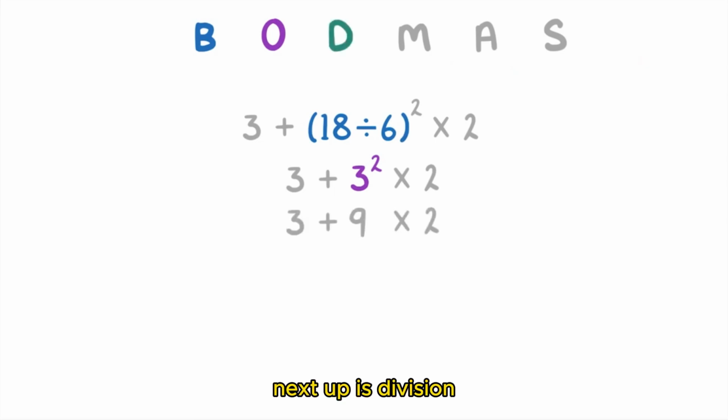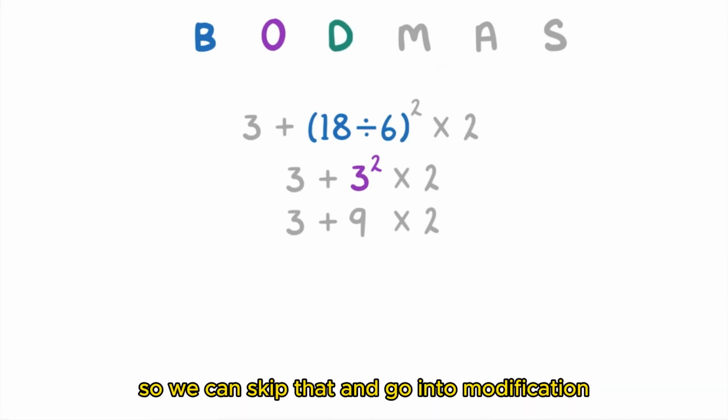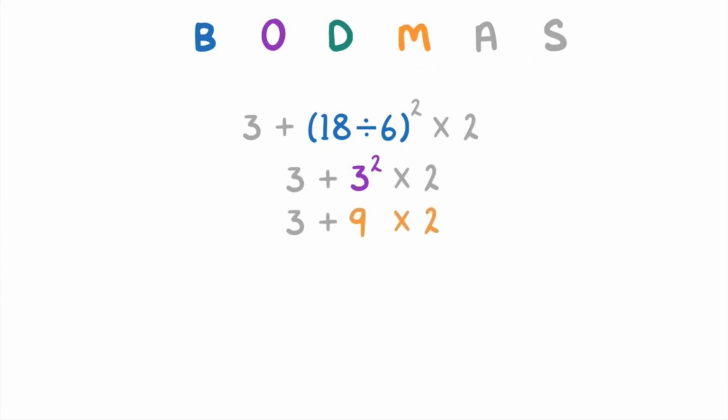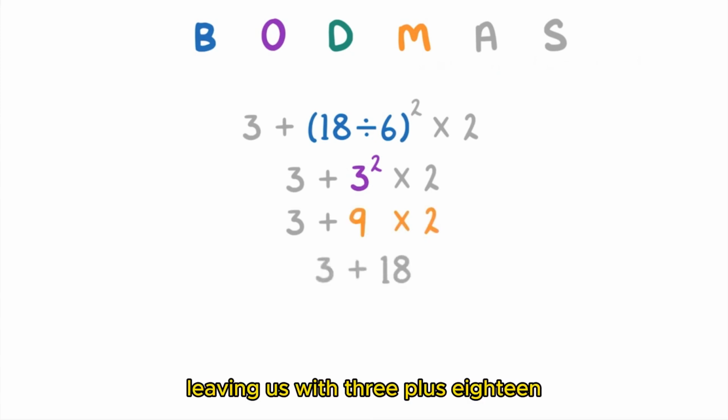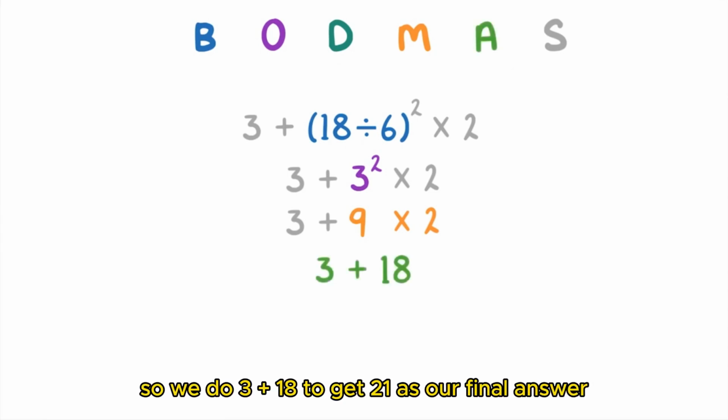Next up is division, but there isn't any division in our equation, so we can skip that and go into multiplication, which we do have as 9 times 2, which is 18, leaving us with 3 plus 18. And now the only thing left is this addition. So we do 3 plus 18 to get 21 as our final answer.